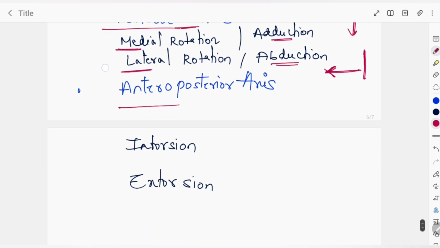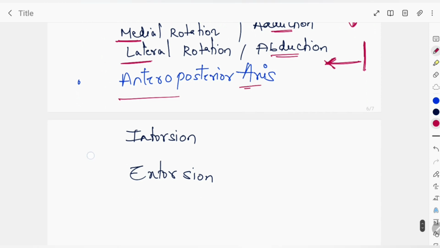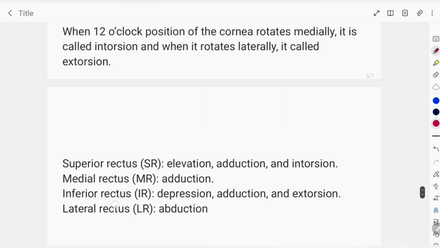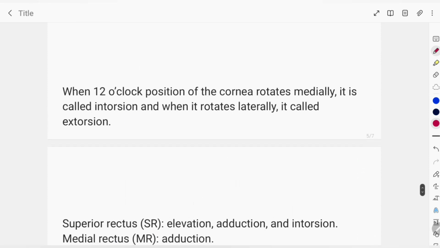Okay, and the other axis is the anteroposterior axis. The two actions are intorsion and extorsion. For the anteroposterior axis, what are intorsion and extorsion? When we have a 12 o'clock position of the cornea, what is a 12 o'clock position? It means we are seeing straight, no deviation is there. So if the rotation is medially, that is intorsion, and when it rotates laterally, then it is extorsion.